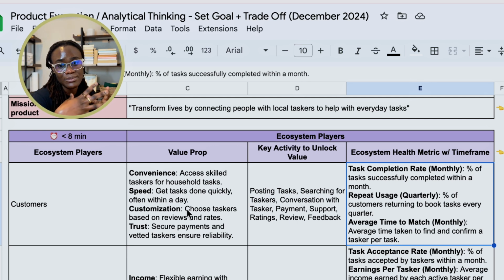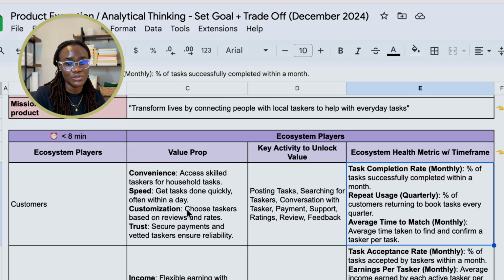So they choose the taskers based on their reviews and rates. They have options, and also some form of trust with respect to payments. They are able to make payments securely on the platform, and they're able to get refunds if they are not okay with the services.